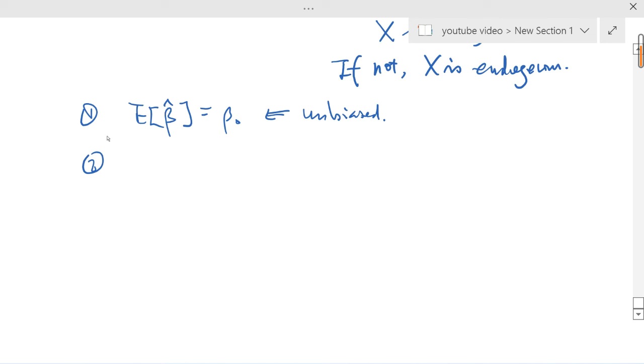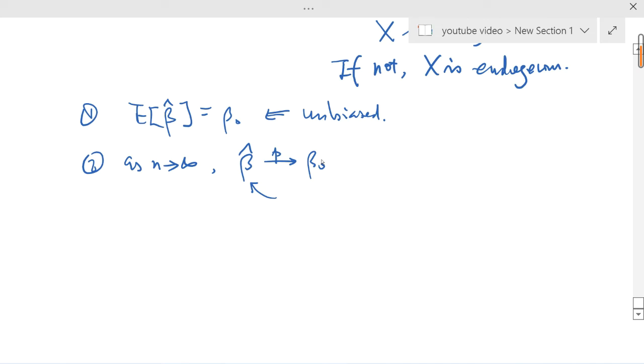The second thing we want to check is what happens if our sample size increases to infinity. Essentially, in the end, we want our estimator beta hat to be close to the true value in a probability sense. So as n approaches infinity, we want this beta hat to converge in probability to the true value. Again, recall that beta hat is a random vector, a vector of random variables. Beta 0 is a constant.